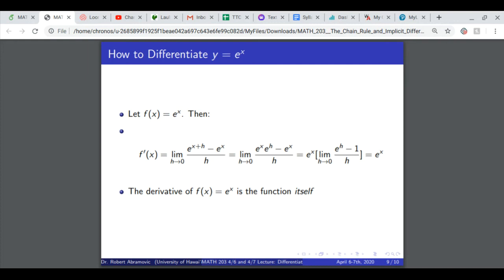And it turns out that if you ask the question, which functions have derivatives equal to the functions themselves, what you'll get is the function that is a constant multiple, a times e to the x.